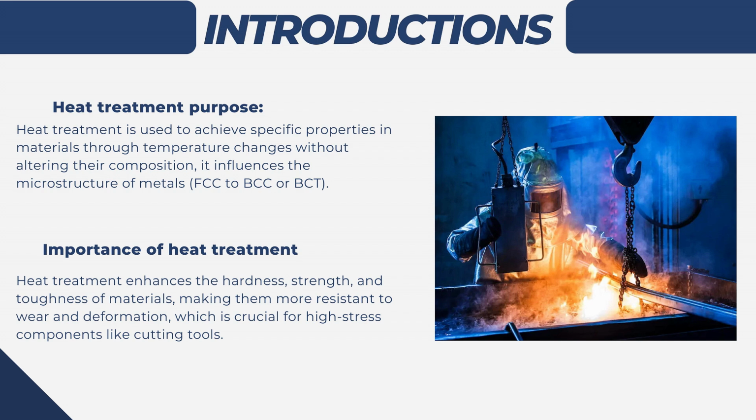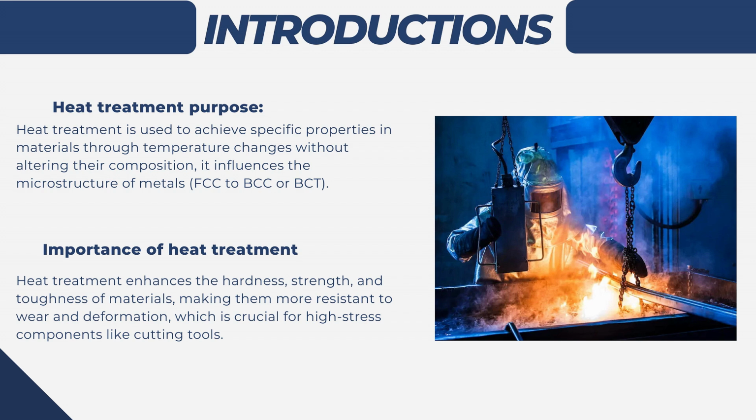So, heat treatment is a method which is used to achieve specific properties in materials, especially metals, through changes in temperature without altering their composition or the use of alloying. So, heat treatment basically influences the microstructure of the metals, such as FCC to BCC or FCC to BCT.